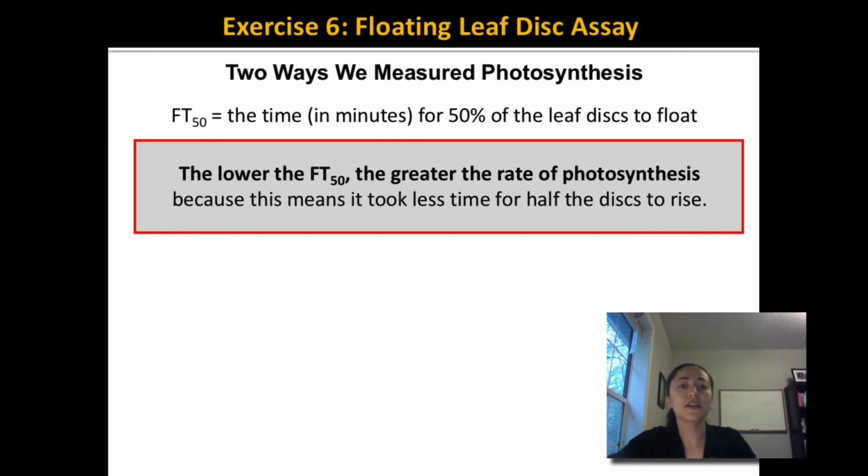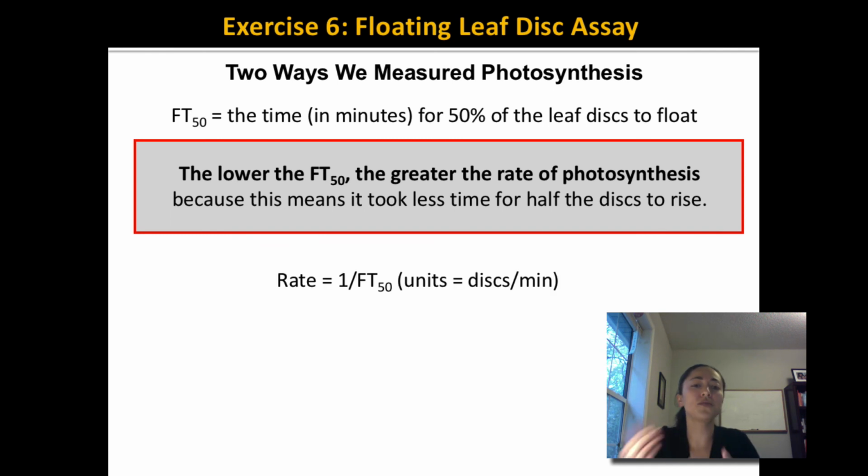So how can we calculate a rate from the FT50? Well, the way that you did that in lab was you just did 1 divided by FT50, and that gives you a rate. So that gives you the amount of discs that rise per minute. So that would be the units. So you can easily convert FT50 to a rate. A lot of times students forget what FT50 means, and then it makes it really difficult to solve some problems. So when you see this FT50, just think about it as meaning the amount of time it takes for the disc to rise.